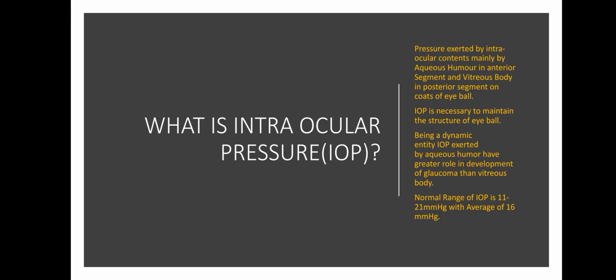What is intraocular pressure? Pressure exerted by intraocular contents, mainly by aqueous humor in the anterior segment and vitreous body in the posterior segment on the coats of the eyeball. IOP is necessary to maintain the structure of the eyeball. Being a dynamic entity, IOP exerted by aqueous humor has a greater role in the development of glaucoma than the vitreous body. Normal range of IOP is 11 to 21 mmHg with an average of 16 mmHg.